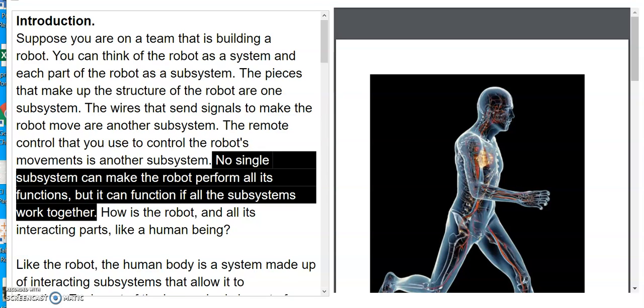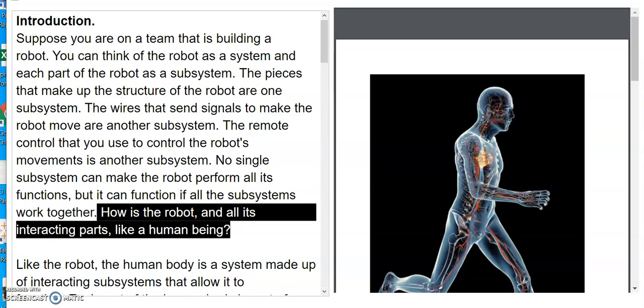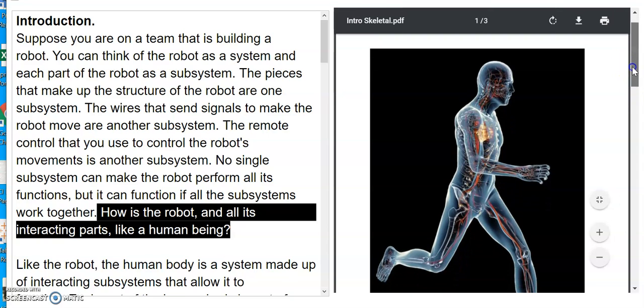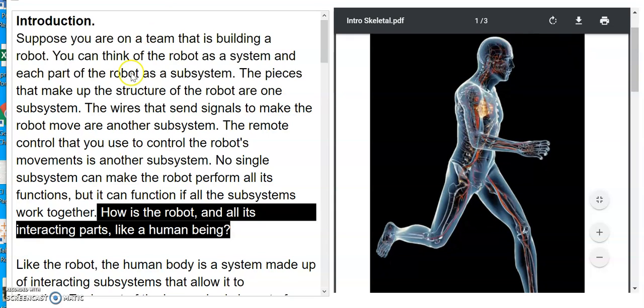No single subsystem can make the robot perform all of its functions, but it can function if all of the subsystems work together. How's the robot and all its interacting parts like a human body? Take a peek over here at this picture. Wow.